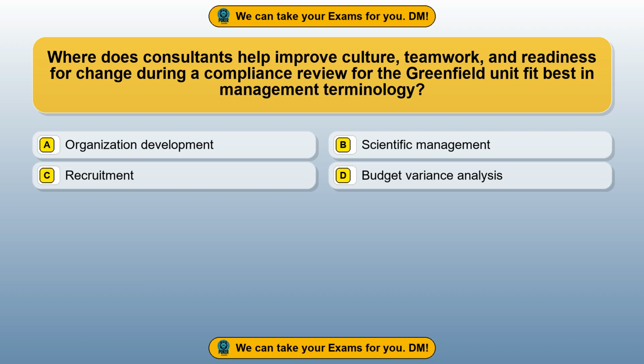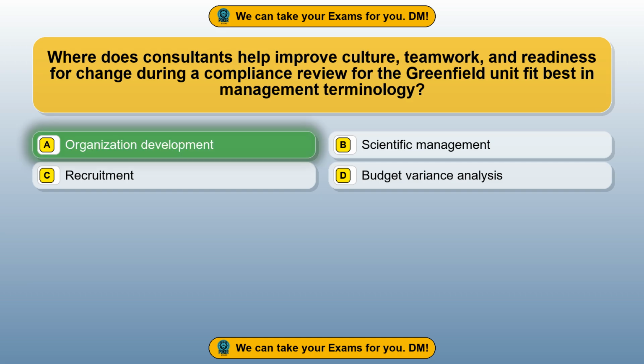the greenfield unit fit best in management terminology? Option A, organization development. Option B, scientific management. Option C, recruitment. Option D, budget variance analysis. The correct answer is option A, organization development.